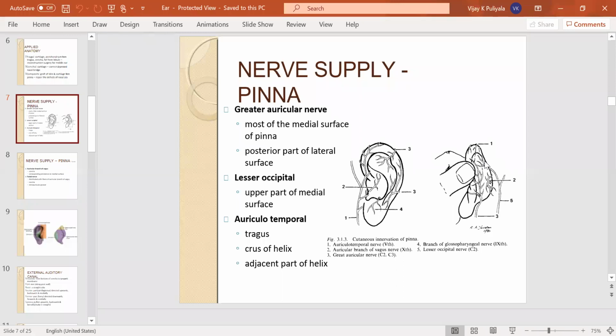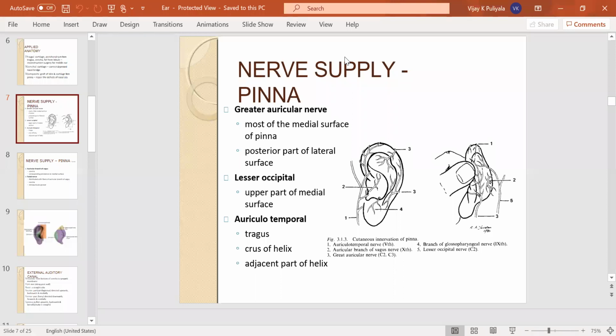Next, coming to the venous drainage, these two drain into the same veins: the superficial temporal vein along with the external jugular vein. Beneath the skin of this auricle, arteriovenous anastomoses are present.